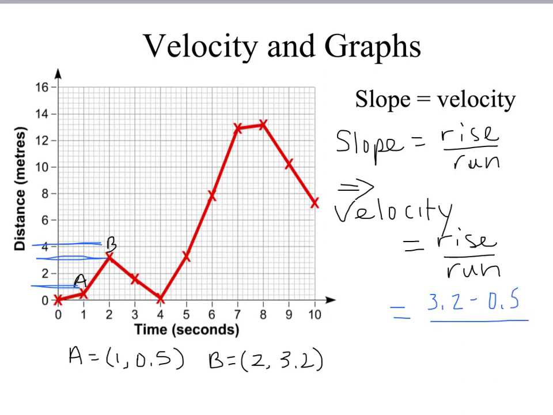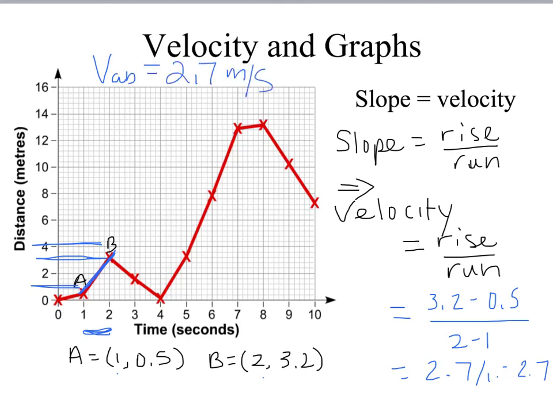And then we have our time values on the x-axis, so that is our run, and we're just going to have 2 minus 1. So 2 minus 1 is equal to 1. 3.2 minus 0.5 is 2.7, divided by 1 equals 2.7. Okay, so our velocity, I ran out of room here on the screen, but our velocity between A to B, okay, so I might write that velocity of A to B is equal to 2.7 meters per second. And you can always find the velocity like that by using the slope.